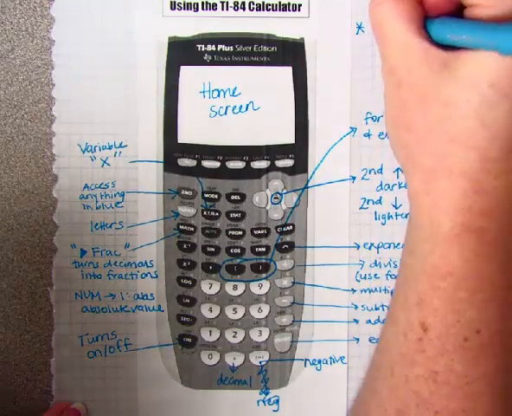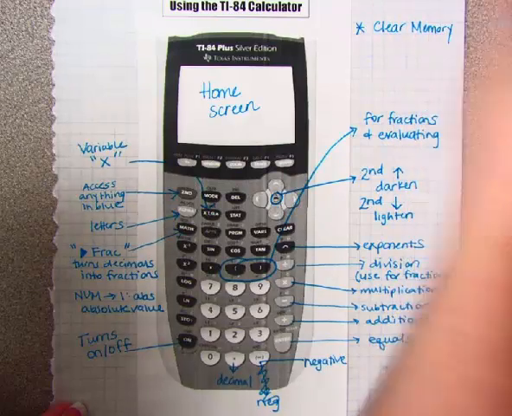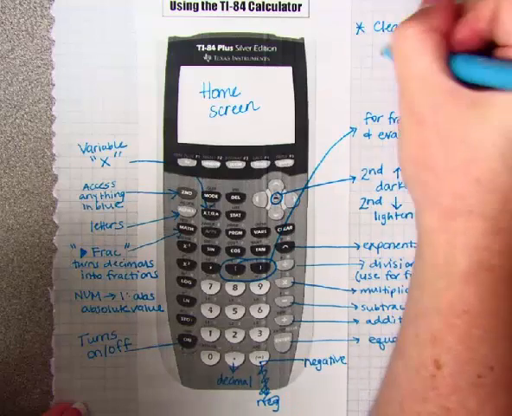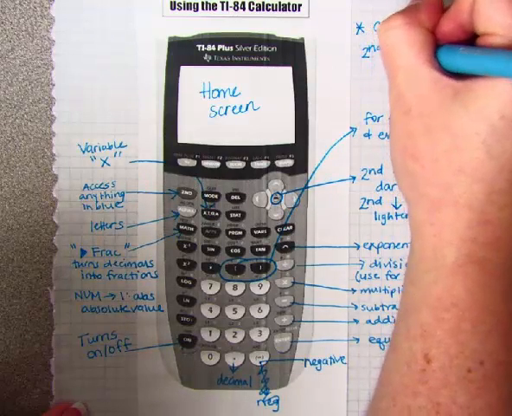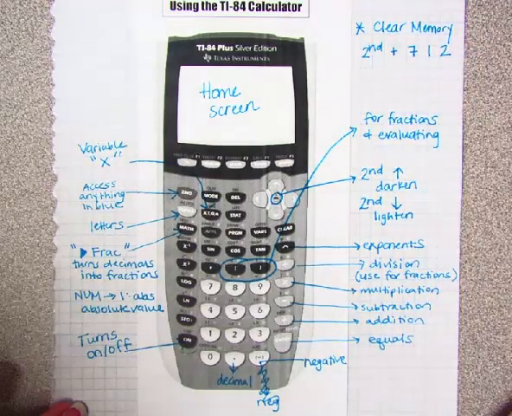If you want to clear the memory, there are 5 keys that you want to press. Second, plus, 7, 1, 2. This is really helpful if something happens to your calculator and it gets into a real funky mode. You can get it back to default by clearing the memory.